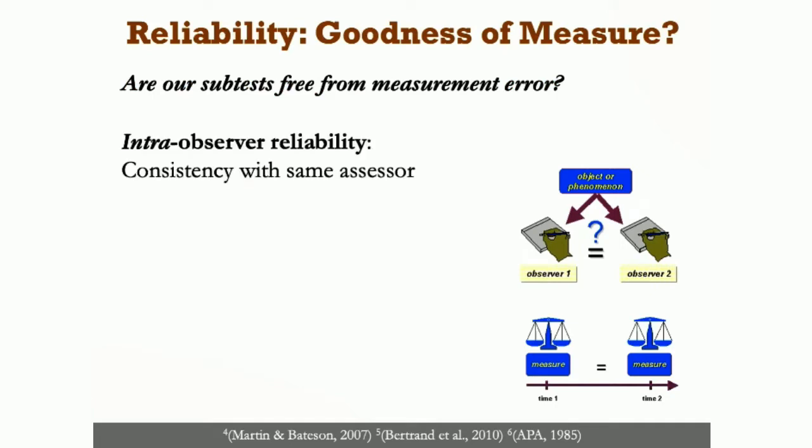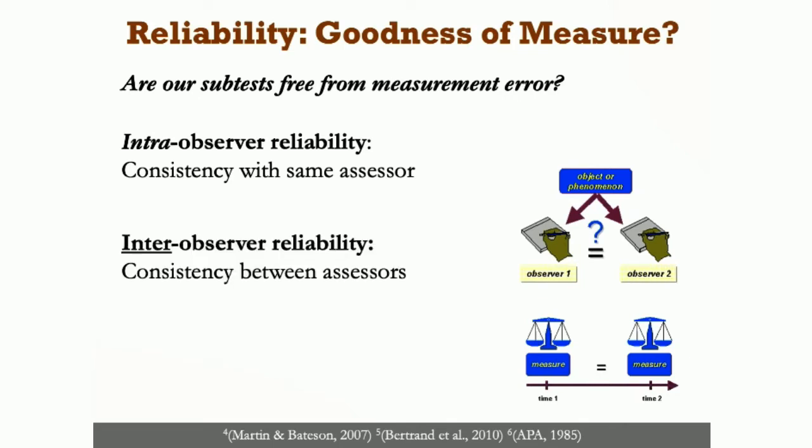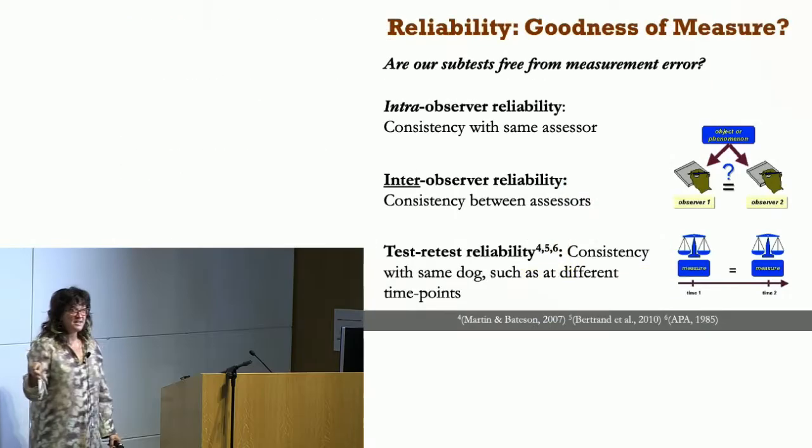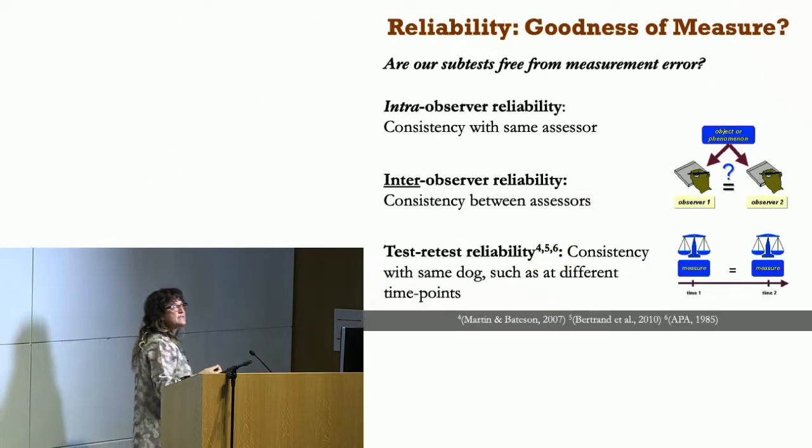So we can first think of intra-observer reliability, which is consistency with the same assessor. We can then think of inter-observer reliability, so that's consistency between our assessors. And then we also have test-retest reliability, so this is consistency with the same dog at different time points in its stay in the shelter. Are you guys starting to see how hard this is?